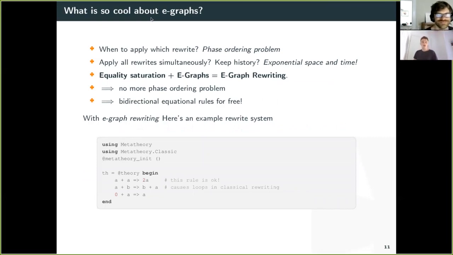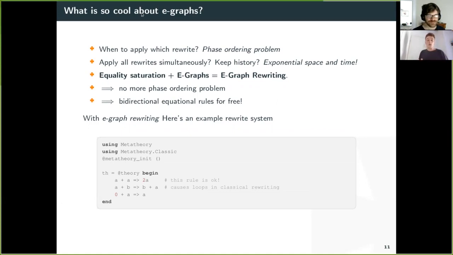Okay, so going ahead, what is so cool about egraphs? What is so cool about this data structure? So we say that classical rewriting has got some problems. For example, it requires a lot of user reasoning for defining the strategy and the ordering of rules. In the compiler community, when to apply each rewrite is called the phase ordering problem. So which phase should we order first and which phase should we order after?